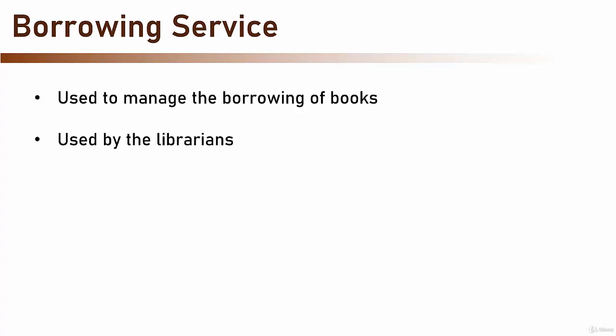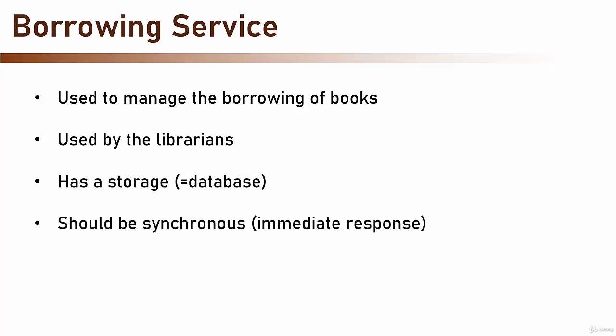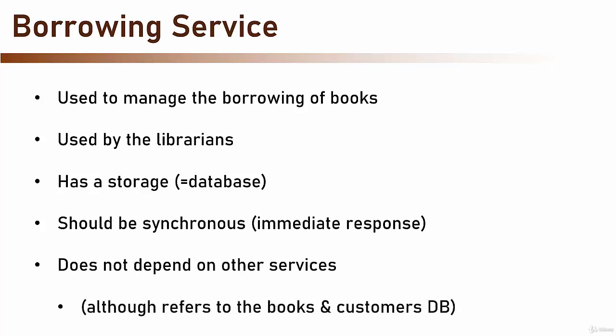It is also used by the librarians. It has a storage to store the data about the borrowings and returns. It also should be synchronous because the librarians using it expect to get immediate feedback, and it does not depend on other services, although it does refer to books managed by the books service and the customers managed by the customer service, which we didn't talk about yet. Now note that even though this service refers to data managed outside of its scope, we can still say it does not depend on the other services.